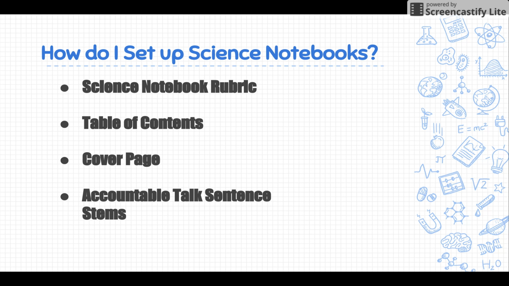So how do I set up my science notebooks? Well, I have 4 physical parts that I add to the notebook. I have a science notebook rubric, so the students know how they'll be graded and what's expected of them. I have a table of contents to help keep them organized. I have a cover page, so there's some room for creativity and organization. And I have accountable talk stems to help my students talk and write like scientists over the course of the year.